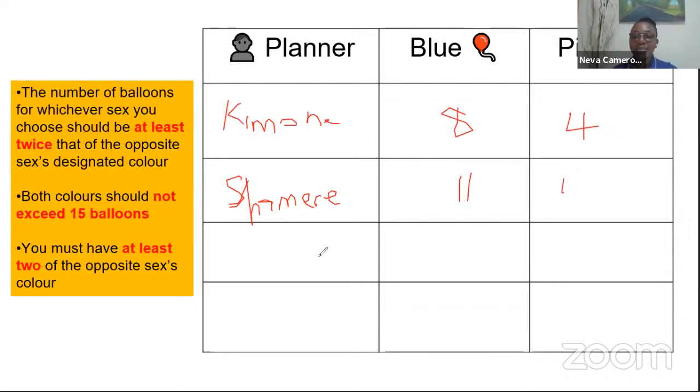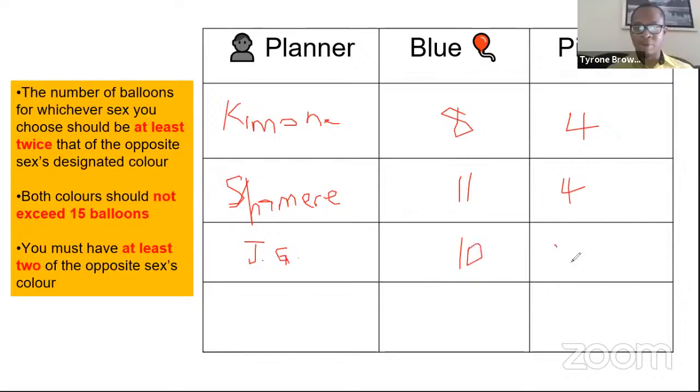Okay, and JG. All right, JG, but let's go. We're looking at 10 pink. JG had 10 blue and 20 pink, I believe. It's moving so fast. They're just throwing pink in. So 10 blue and how many pink? 20? 20. Okay.